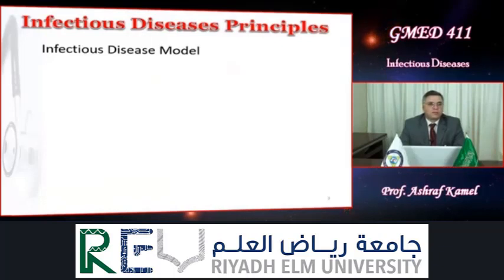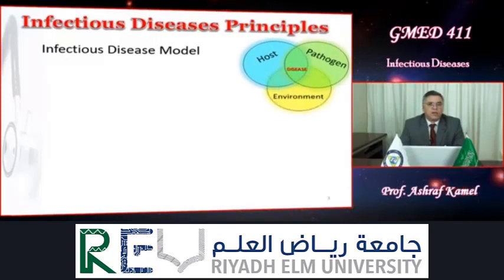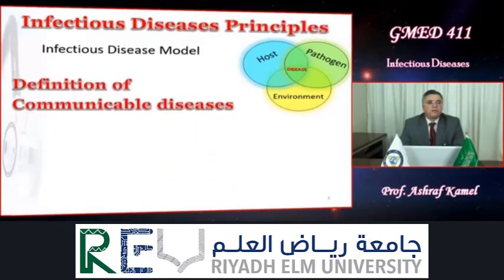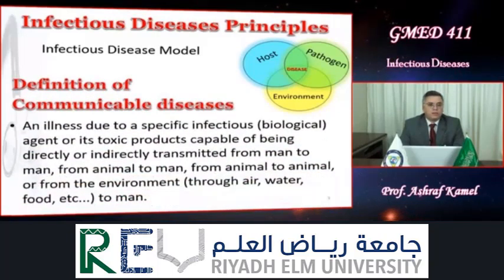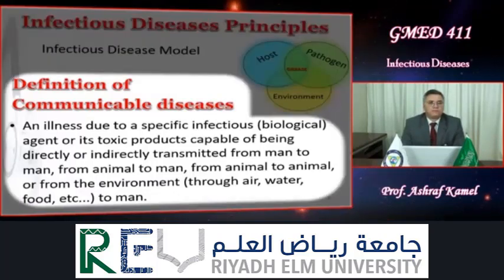Infectious diseases principles. The infectious disease model consists of: first, the host; second, the pathogen; and third, the environment. Definition of infectious or communicable disease is an illness due to a specific infectious biological agent or its toxic products capable of being directly or indirectly transmitted from man to man, or from animal to man, or from animal to animal, or from the environment through air, water, or food to man.